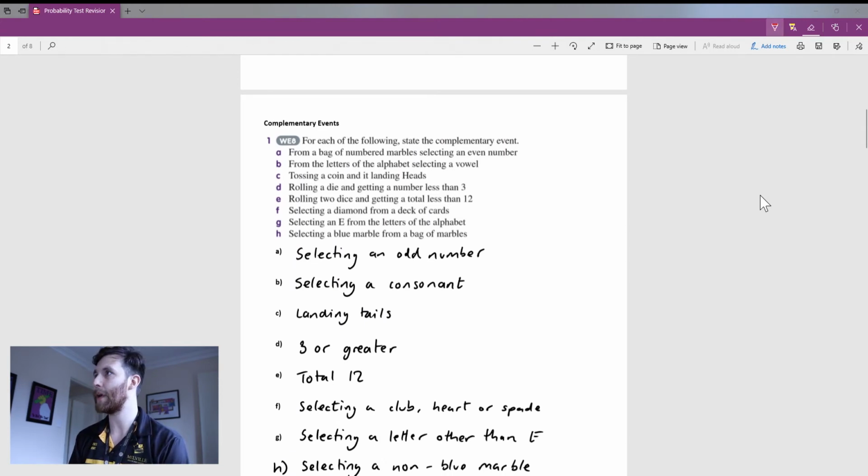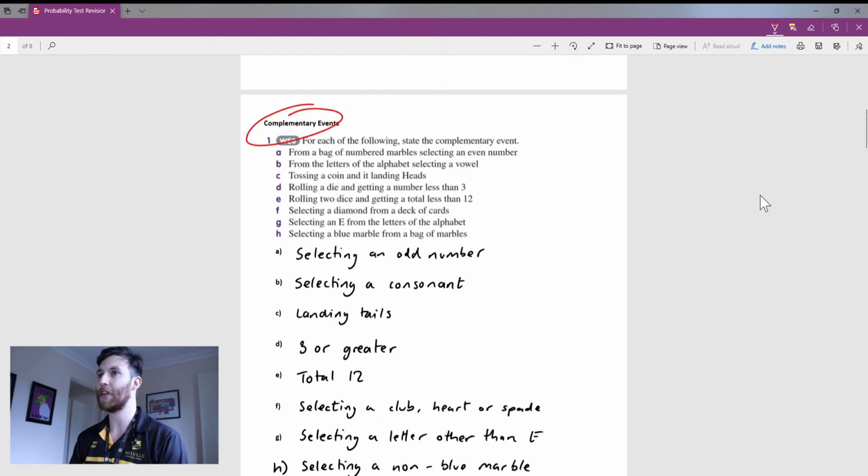So we'll start off with complementary events. Remember that two complementary events together will make up the whole sample space for a particular situation. Say rolling a die, for example, if you were to roll a 2, the complement of that event is to roll a 1, a 3, a 4, a 5, or a 6. It's every other outcome that's possible.